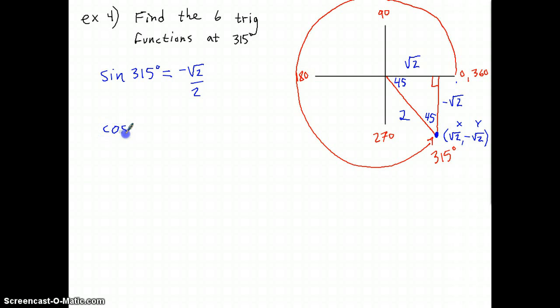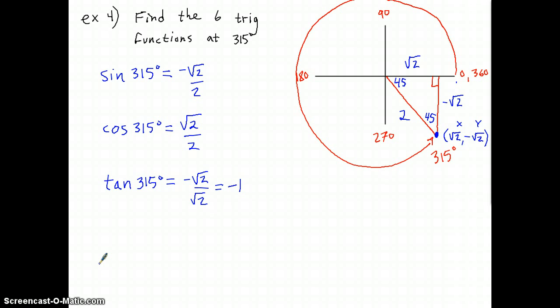So let's go to cosine. The cosine of 315 degrees corresponds to x over r. The x value is the square root of 2, and that's over 2. And then we do tangent. Tangent of 315, I should say, is equal to minus root 2 over plus root 2, which gives us a negative 1.